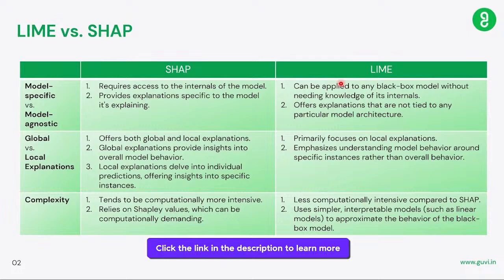So this is a high-level comparison between Lime and Sharp. The important point to note here is the complexity. The complexity here is a driving factor. It's computationally more intensive here. Here it is less intensive. However, Lime can give local explanations only. Sharp can give both global and local explanations. So before you pick a specific model agnostic method, Sharp or Lime, go to the business, the necessity, and finalize whether you're going to pick a Lime model or a Sharp model.